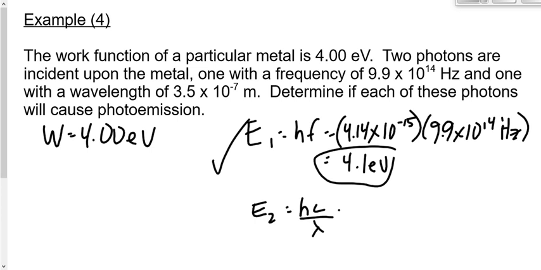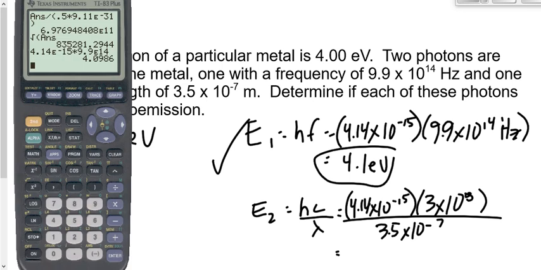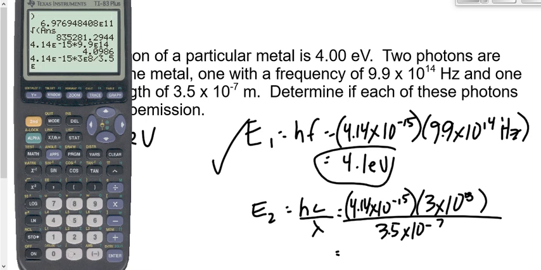Here we got the wavelength, so let's use hc over lambda. 4.14 again, times 3 times 10 to the 8. Divide it by lambda, which is 3.5 times 10 to the minus 7. Anybody have that one calculated already? No? Okay, I'll do it then. That gives us an energy of 3.5.